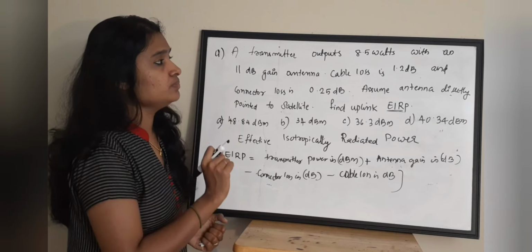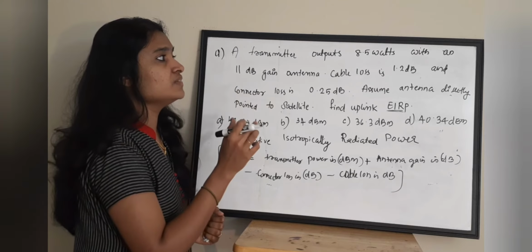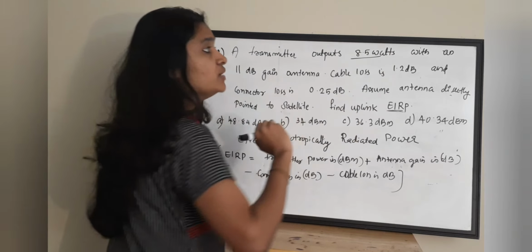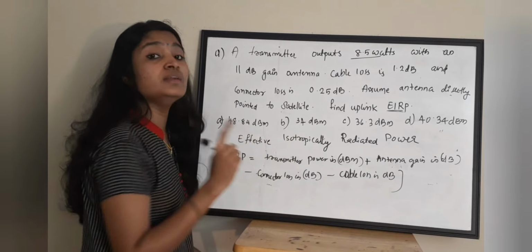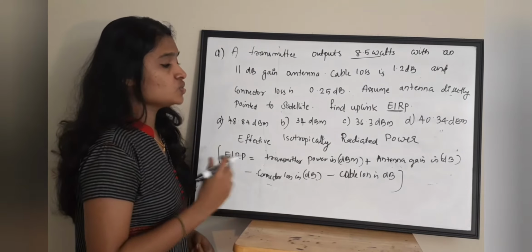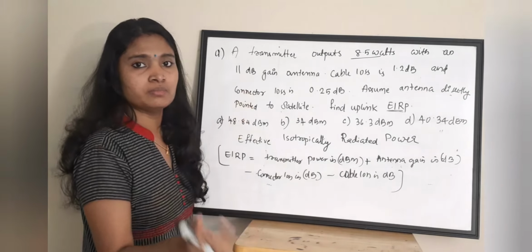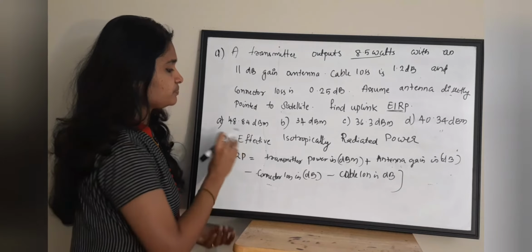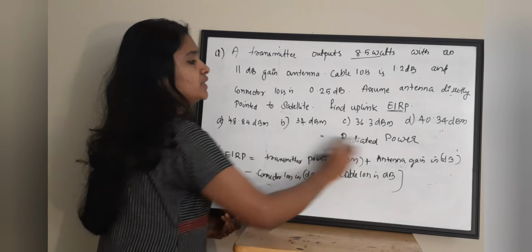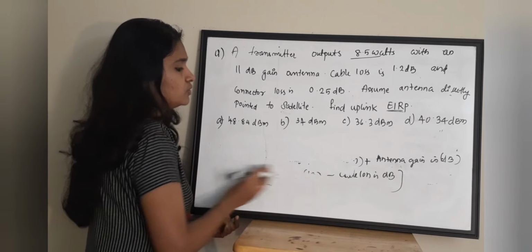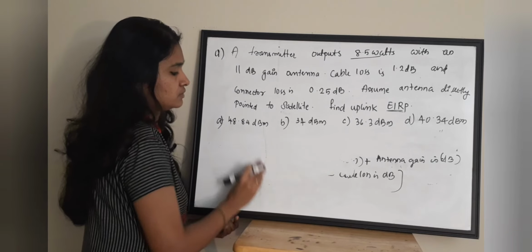But if you see, the power is given in watts. Okay, the power is 8.5 watt, but we need the power in dBm. So first we need to convert the watt power into dBm value. So for that, I'm going to write the equation to find the power in dBm.